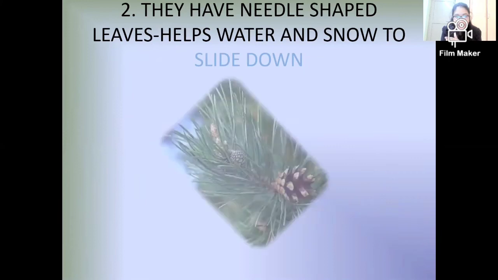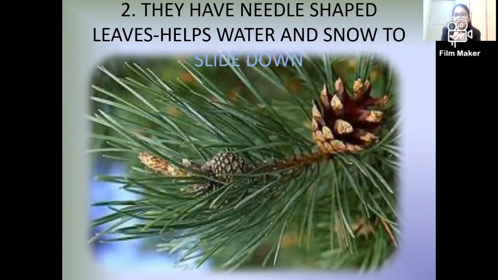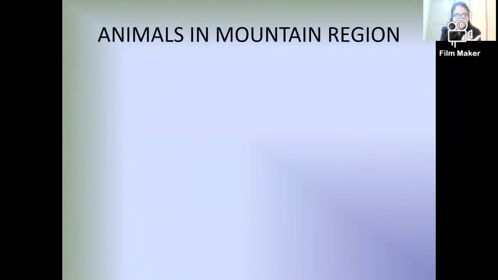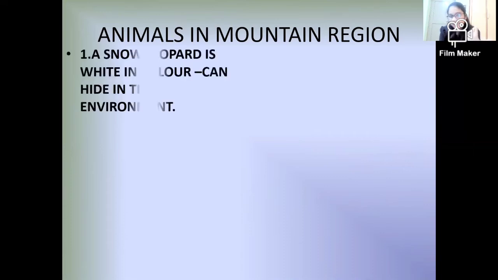Now, two, they have needle-shaped leaves, which help water and snow to slide down. Look, these are the needle-shaped leaves it has, because these needle-shaped leaves help the water or snow to slide down, not stay on the leaf permanently. Now let's learn about animals in mountain regions. I didn't go more into the plants because plants are not found that much in the mountain regions, but animals, yeah, they do.